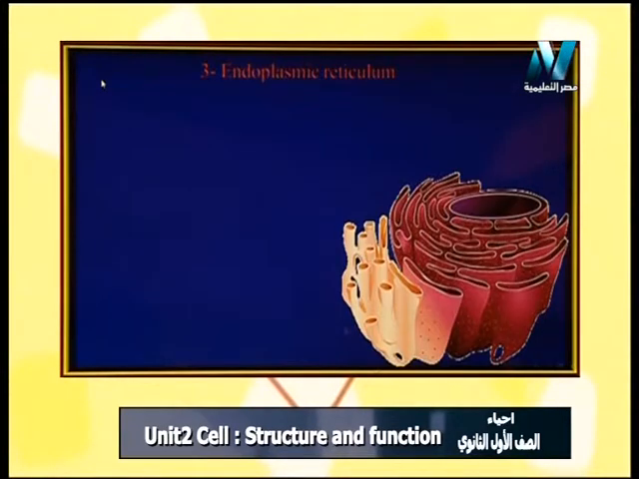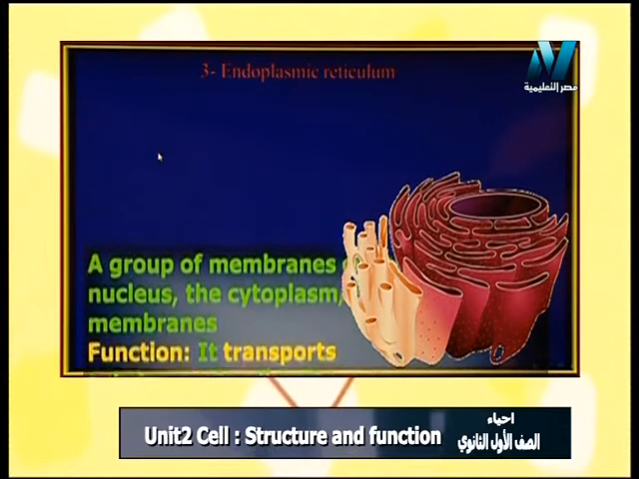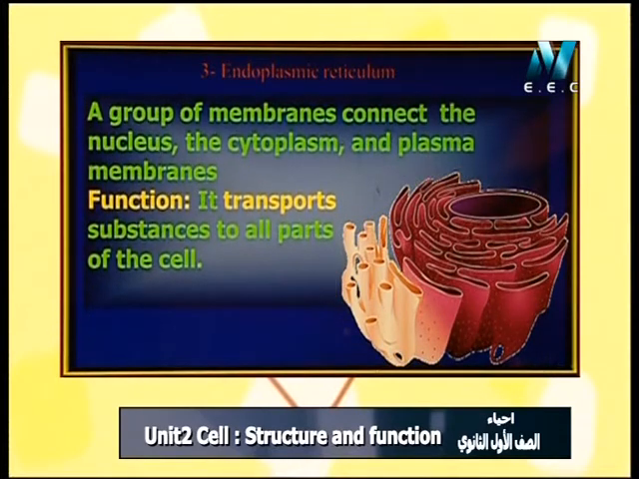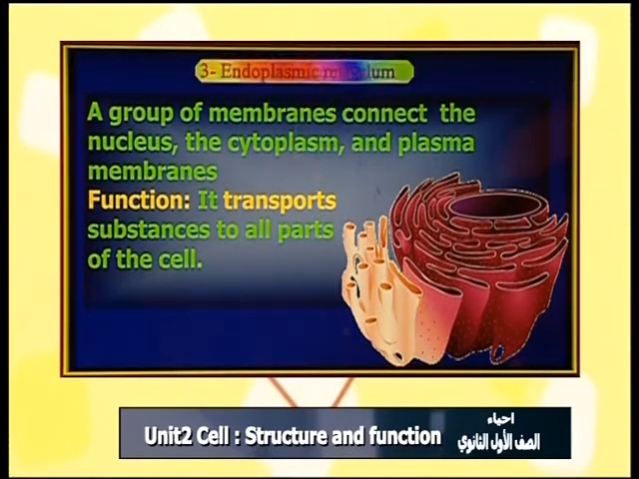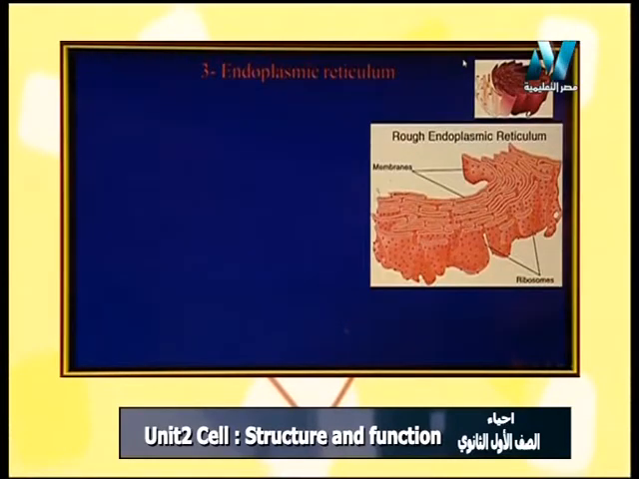طيب لما نيجي نشوف membranous organelles as the endoplasmic reticulum. قدام حضراتكم الشكل اللي احنا شايفينه ده endoplasmic reticulum, which is a group of membranes that connect the nucleus, the cytoplasm and the plasma membrane. The function of the endoplasmic reticulum is the transport of substances to all parts of the cell. يبقى كل الفولدز والممبرينز والساكس وكل الحكاية دي endoplasmic reticulum، بس هنقسمها لتو types of endoplasmic reticulum.